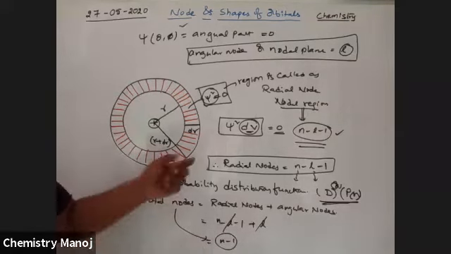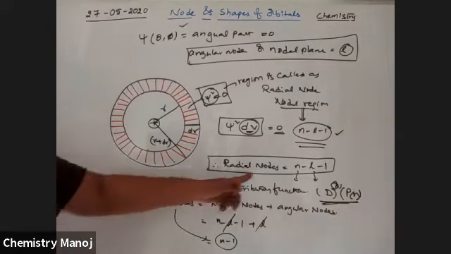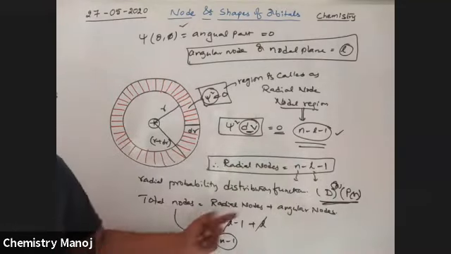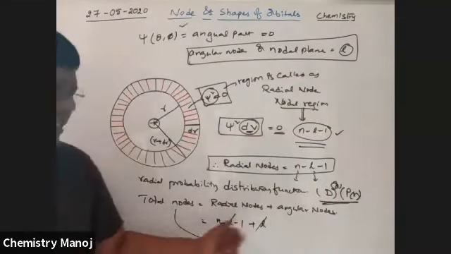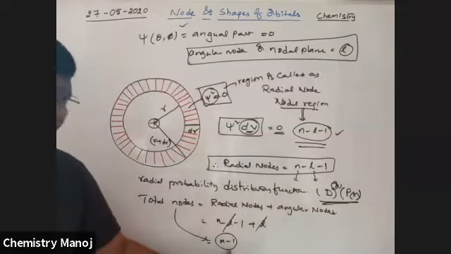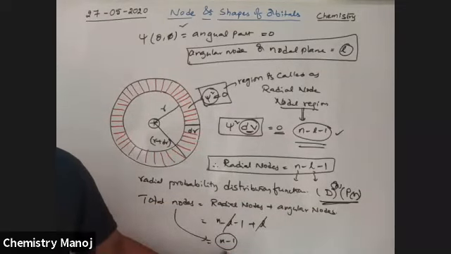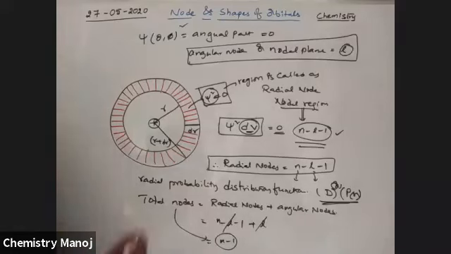These are the different values. We should remember radial nodes is equal to n minus L minus 1. Angular nodes is equal to L. Total number of nodes is equal to radial nodes plus angular nodes. That becomes n minus 1. So these are nodes and nodal points.